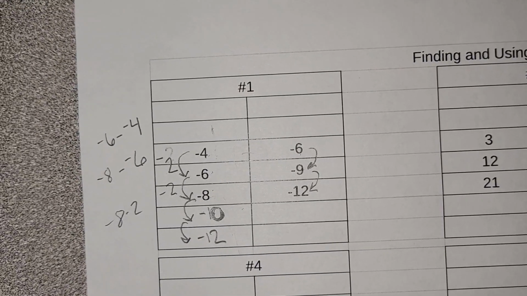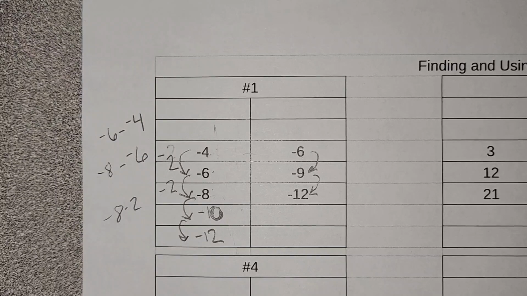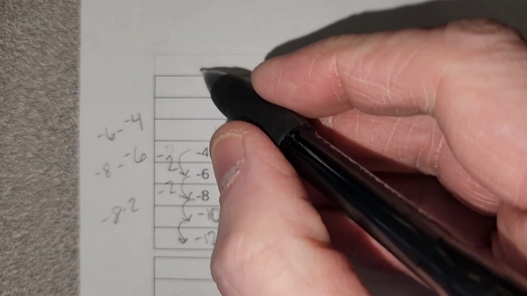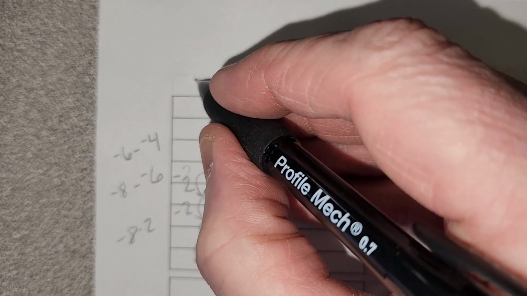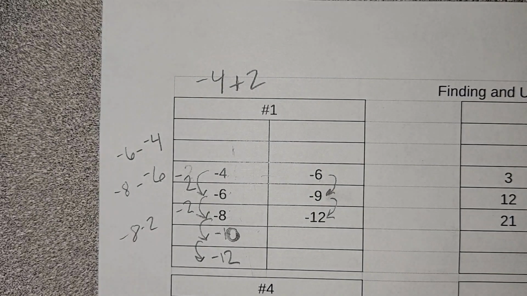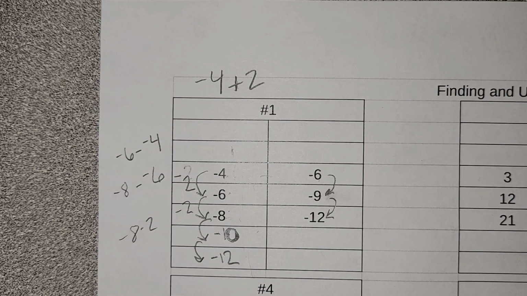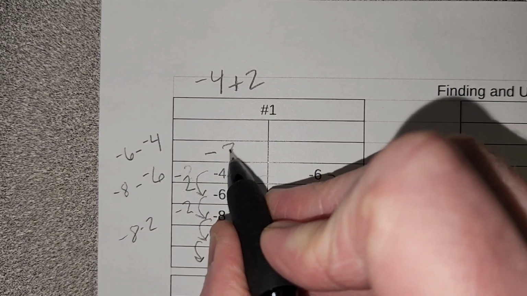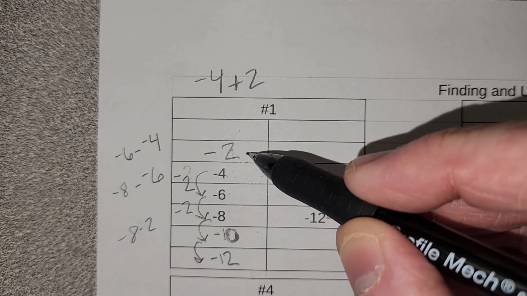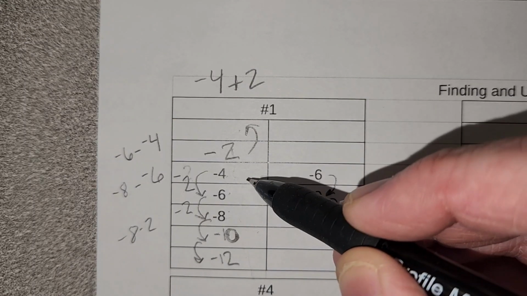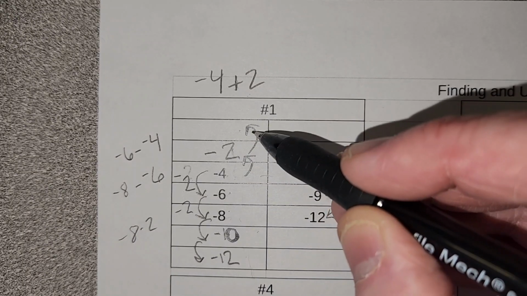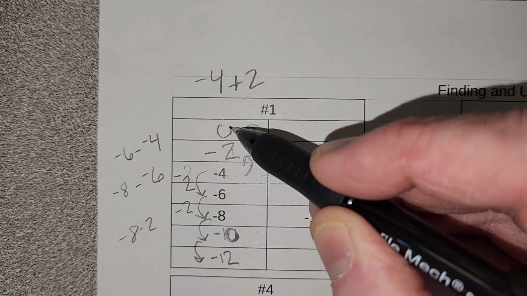Okay, so we're going to take -4, since we're going back up this way now, we're going to do -4 plus 2. I'll give you a second to write that and plug that in. And you should get -2. And then if I want to go up 1 more, -2 plus 2 will get me to 0.